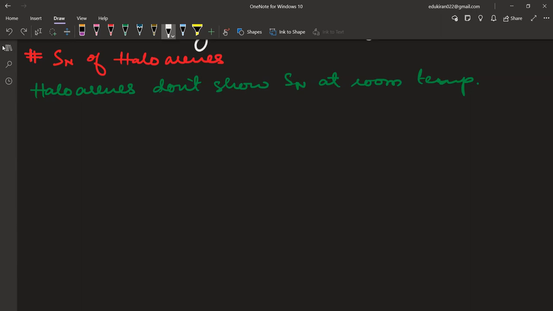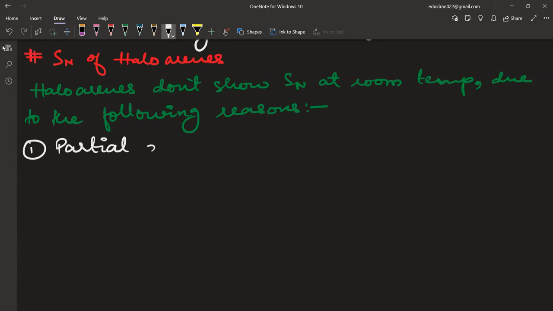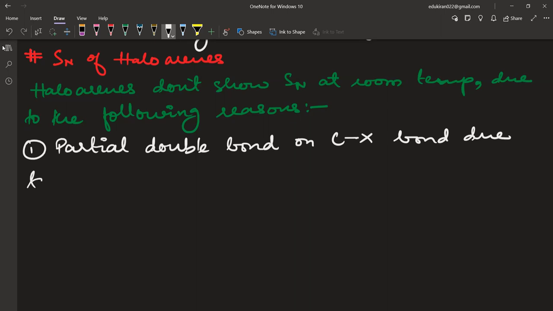Okay, right. Haloarenes don't show SN at room temperature due to the following reasons. Number one, partial double bond on CX bond. Due to resonance, what do we have? A partial double bond on the CX. So you will make a structure. Okay, please show these things.